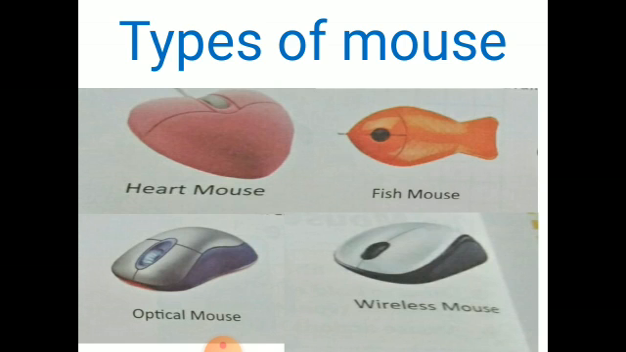Fourth one is wireless mouse. Wireless mouse is also a latest trend in the market. It has no wire to connect to the computer. As the word says, wireless, it means that this mouse has no wire to connect to the computer. It also works on sensor technology. So we can say that you can sit away from the computer and operate it using the wireless mouse.